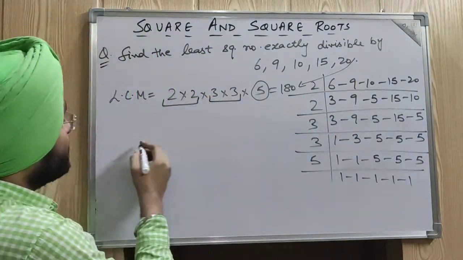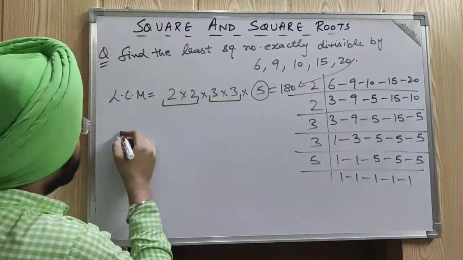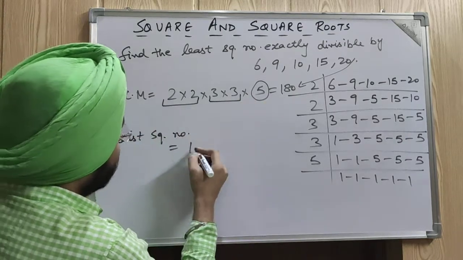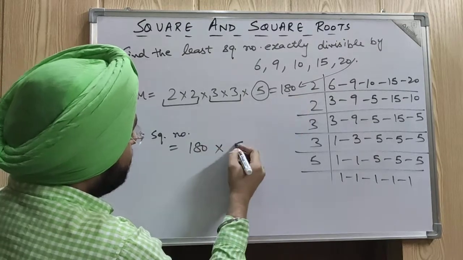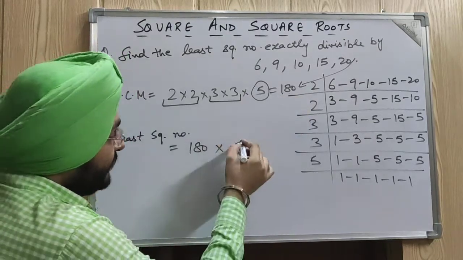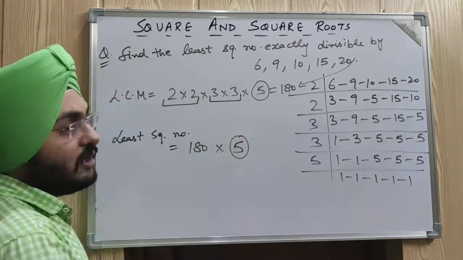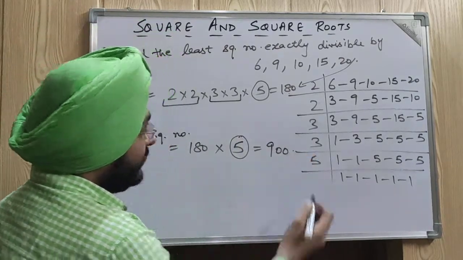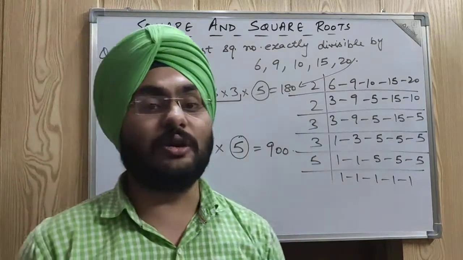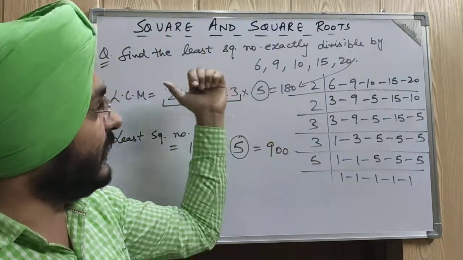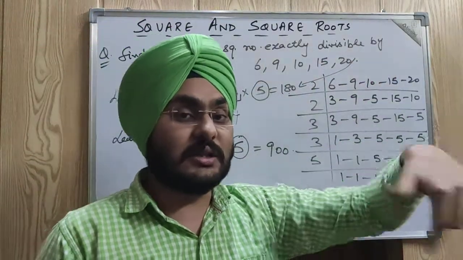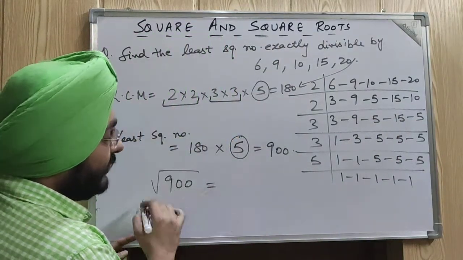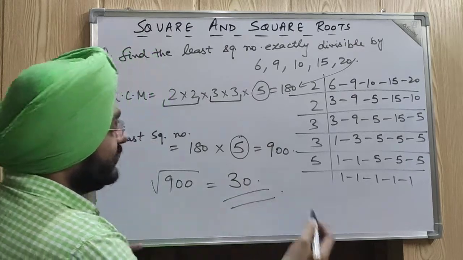So basically I can simply say the least square number which is exactly divisible will be what? Just take this number and multiply it with the number which does not have a pair. So 180 into 5 will be 900. And if the question says to find the square root of that number also, then you can find the square root of 900, and on solving you will get 30.